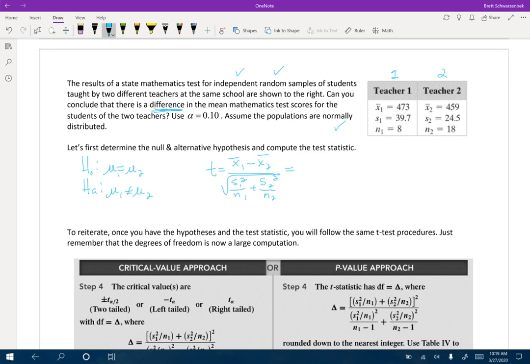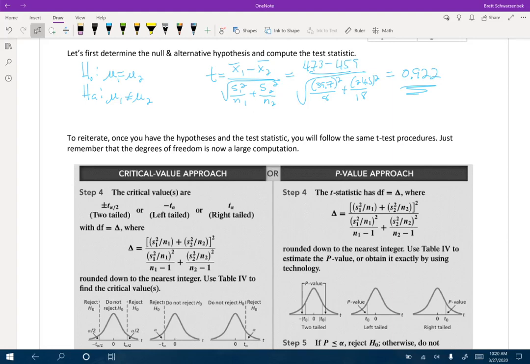So all you have to do is take the data set that was provided over here, the summary stats, and sub them in. We're going to get 473 minus 459 over the square root of 39.7 squared over 8 plus 24.5 squared over 18. That is going to give us 0.922 as our t-test statistic.